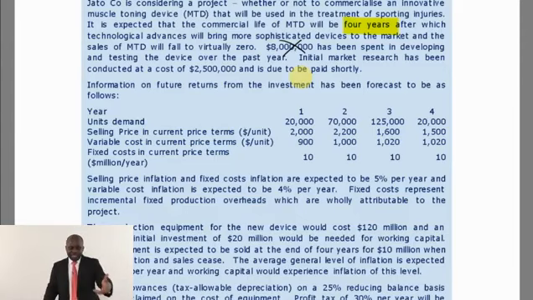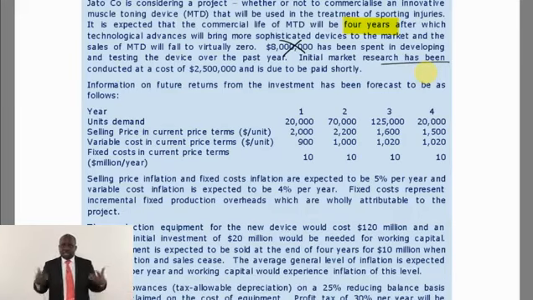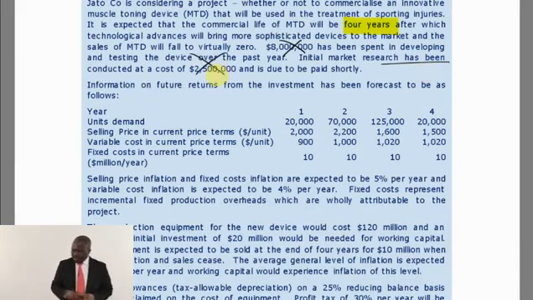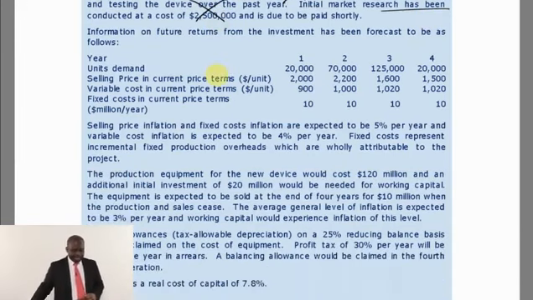Initial market research has been conducted at a cost of 2.5 million and is due to be paid shortly. This is also irrelevant because it is a committed cost. The work has already been done. You can't say, because they've done the work of 2.5 million and we are not going on to do the project, we are not going to pay the market research company which did the research. It can't happen. Whether you do this project or not, you still have to pay it. That cost is committed. So that one too is irrelevant. I don't bother myself with it again.